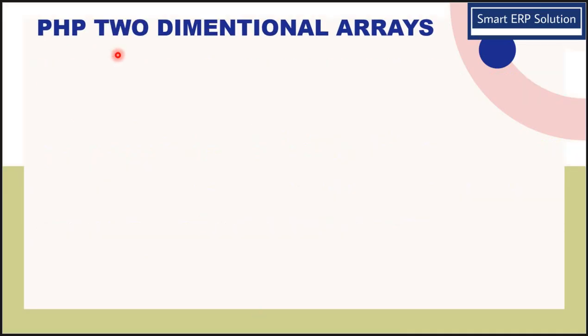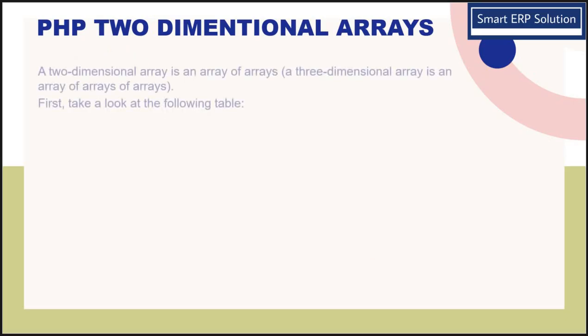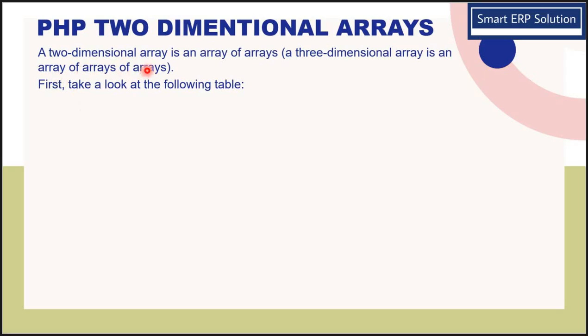Now we are going to discuss the PHP two-dimensional array. A two-dimensional array is an array of arrays. A three-dimensional array is an array of arrays of arrays. First, take a look at the following table.